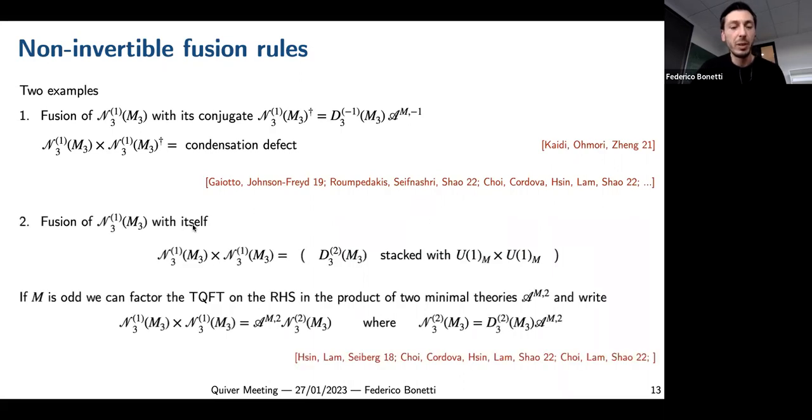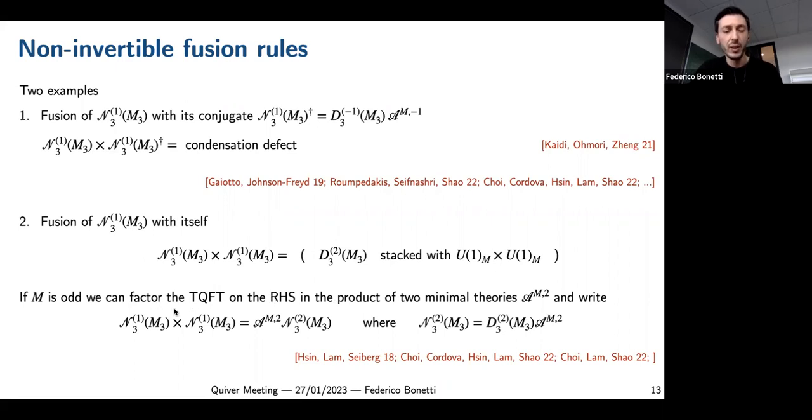Another example, which is maybe less dramatic but also interesting, is what happens when we fuse this defect with itself. So in this case, the group-like part just fused in the expected way. It gives something of charge 2, so to say. But the topological dressings come along for the ride, and therefore we have a stacking with a U1 level M times U1 level M. And this is a non-trivial TFT. And for instance, we can be more precise.